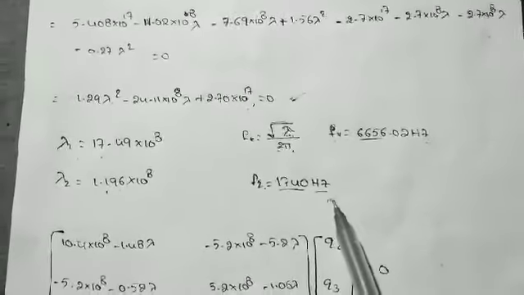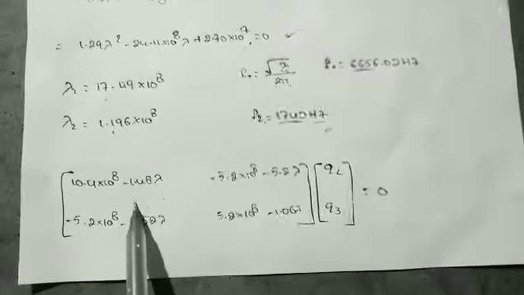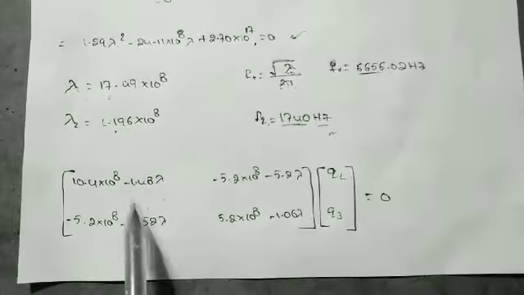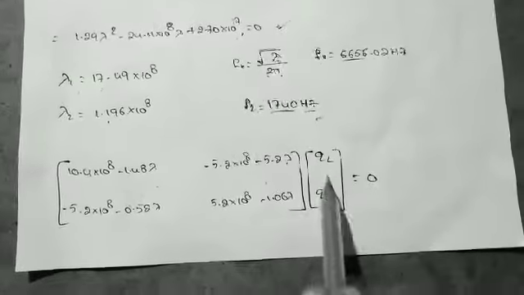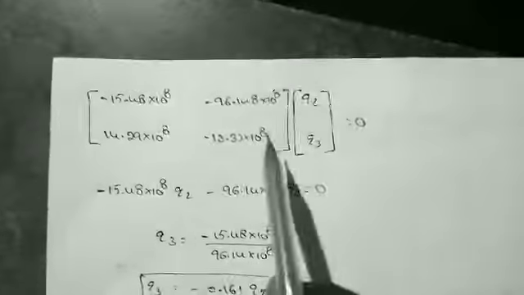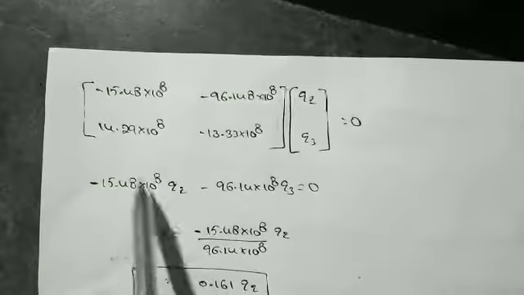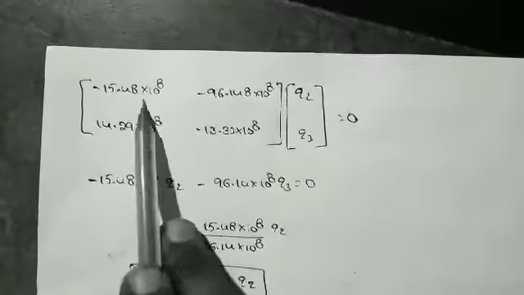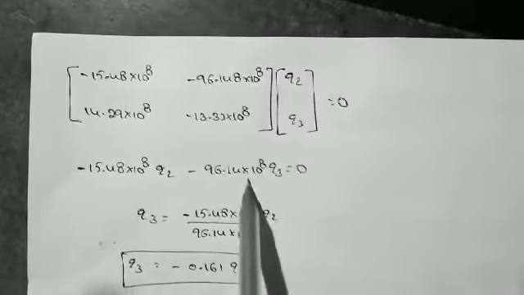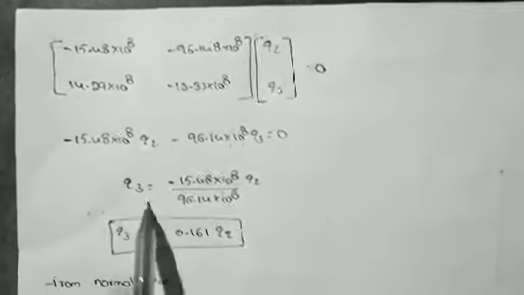To find the eigenvectors, take the matrix remaining after removing the first row and first column, and these are the displacements corresponding to the nodal numbers, q2 and q3, equal to 0. From this equation, multiply these two matrices, and you get the equation: this thing into q2, this thing into q3. Using this equation you will get the q3 value. q3 is minus 0.161 q2. This is the q3 equation.